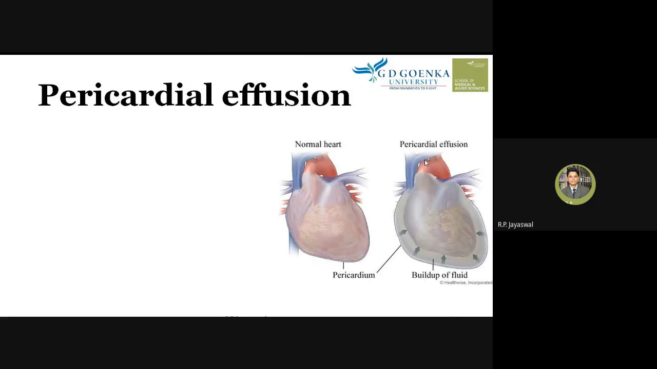Now if you talk about pericardial effusion, what is this? You can see there is a buildup of fluid between the visceral and parietal layers, in the space we call the pericardial cavity. Within the pericardial cavity, fluid builds up abnormally. This condition is called pericardial effusion.